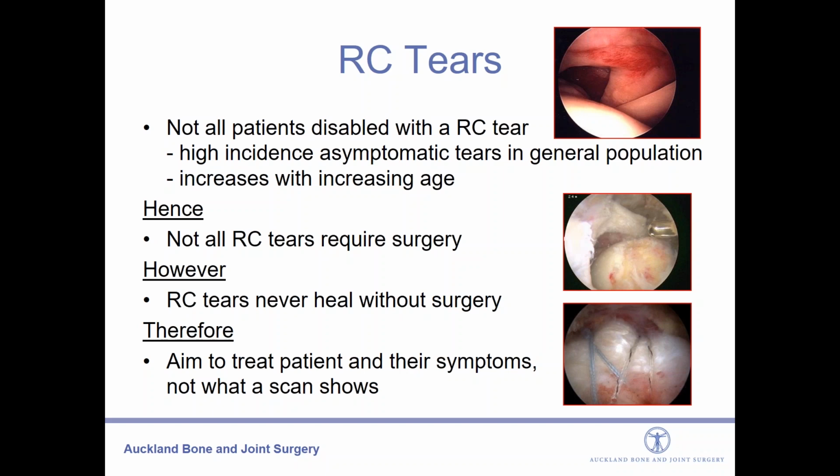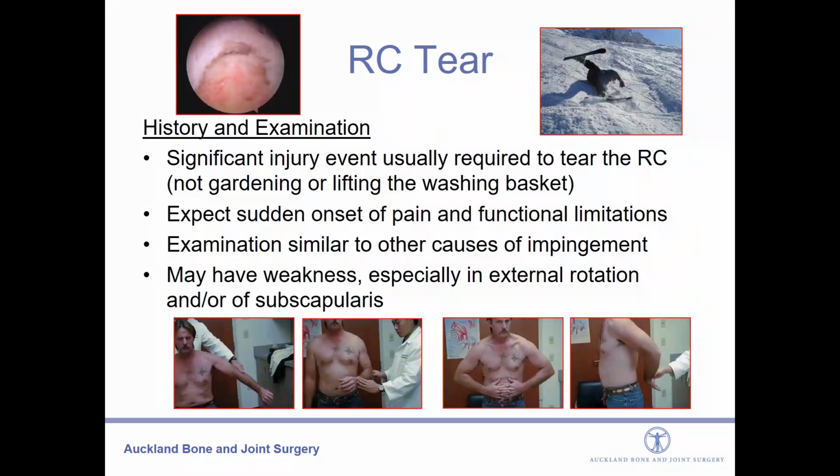So for me, that's the indication to do something, is if their symptoms start becoming significant and non-operative treatment is not working, they're good candidates. And again, the history and examination should guide you here. So even in a 60, 65-year-old, a normal rotator cuff does not tear without some sort of significant injury event. So the person who's been gardening, lifting the washing basket, getting the shopping out of the car and gets a sore shoulder, they haven't torn their rotator cuff. They've developed impingement pain, and they may have a pre-existing rotator cuff tear.